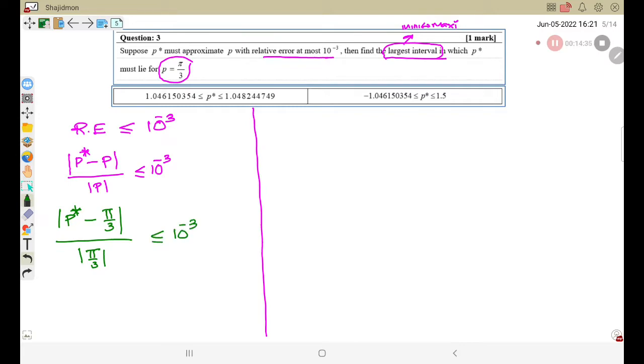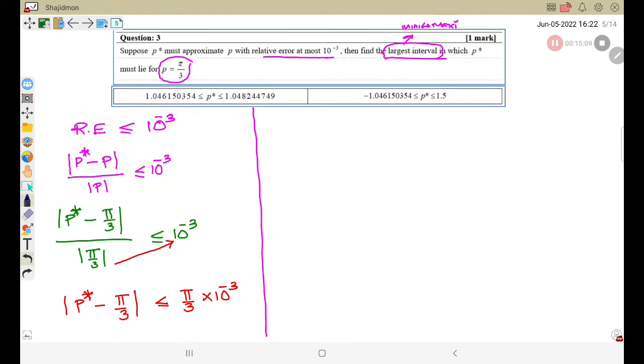Now pi by 3 is a positive number, correct? So the absolute of pi by 3 will be a positive number, so there is no need for the absolute symbol. So delete the absolute symbol and cross multiply pi by 3 to the other side. So absolute of P star minus pi by 3 is less than or equal to pi by 3 multiplied by 10 power minus 3.